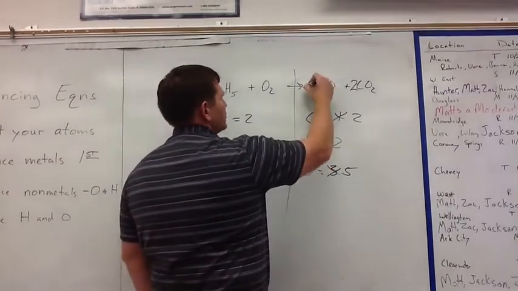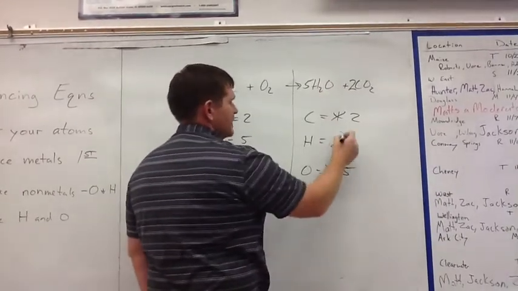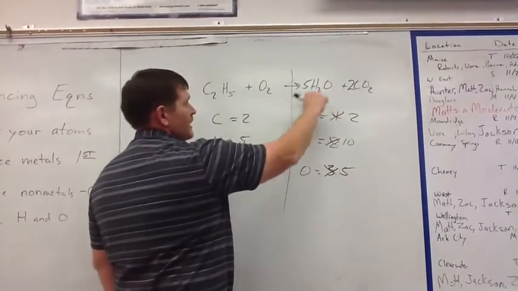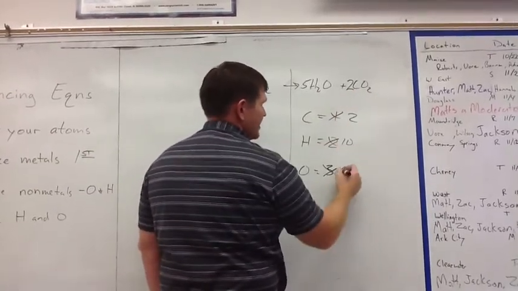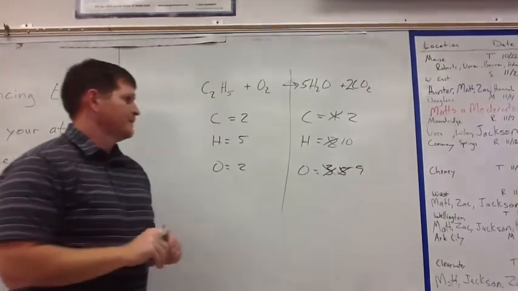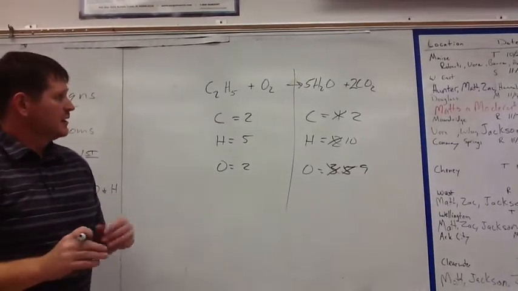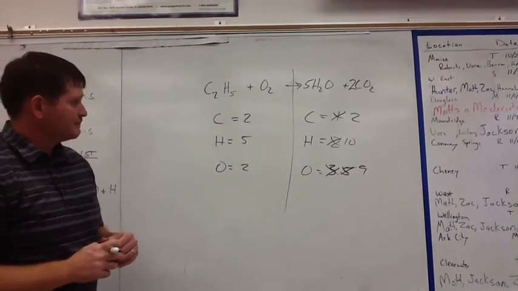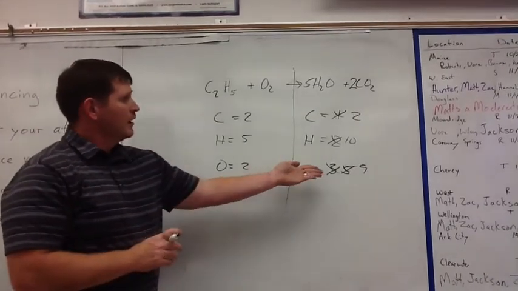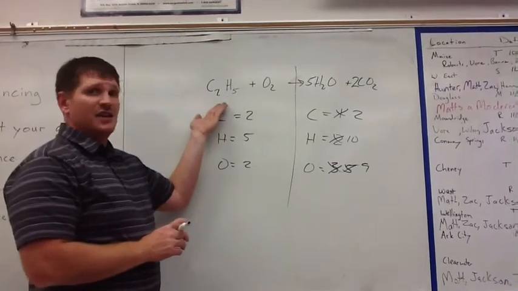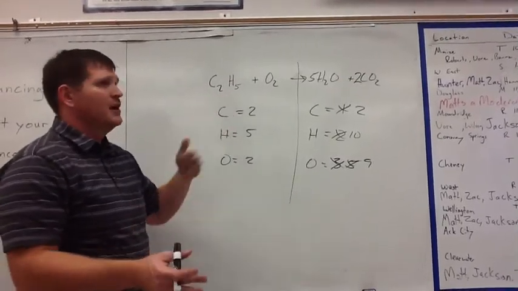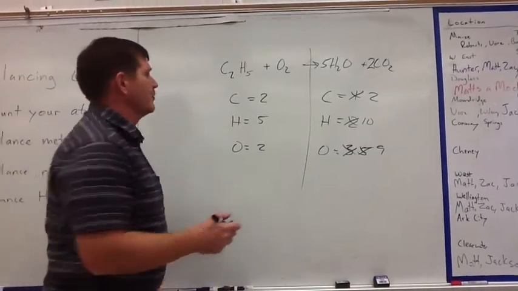So what I do is I multiply this by 5, which gives me 10 hydrogens, and it gives me 5 plus 4, so now I have 9 oxygens. So we see that it's kind of a cool little jump there. Now the problem with this is that we have to go back to the other side, and that's okay. There's nothing wrong with that. When you're balancing equations, you're going to work back and forth.